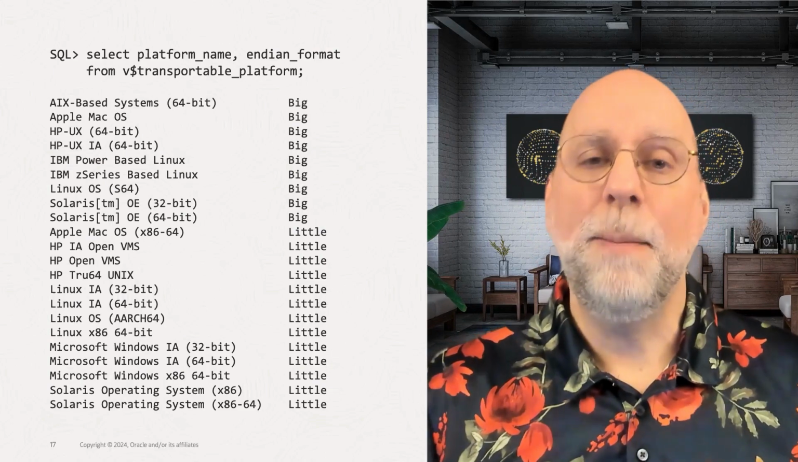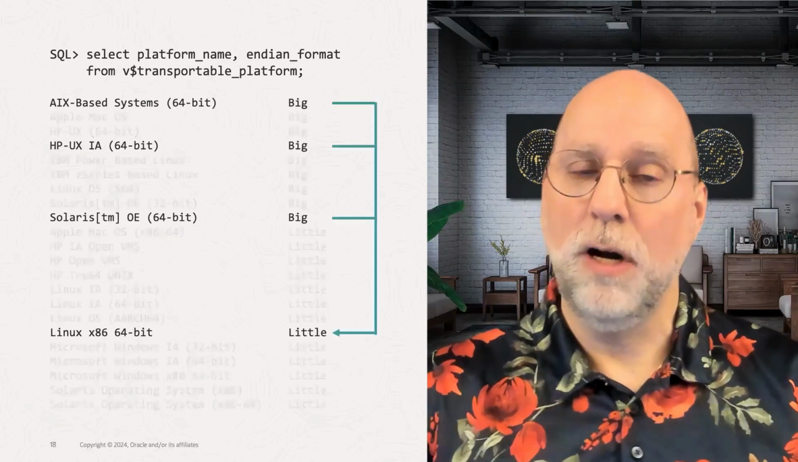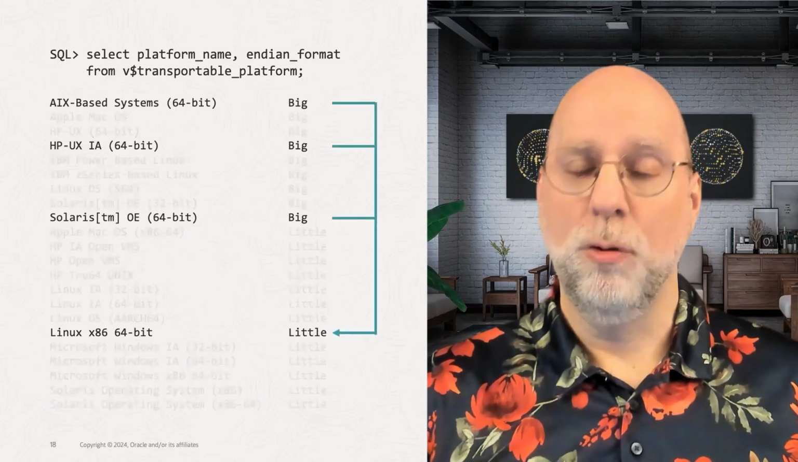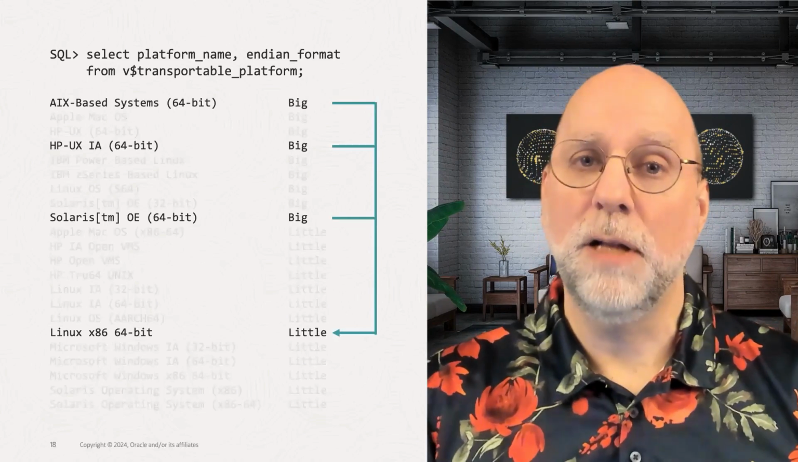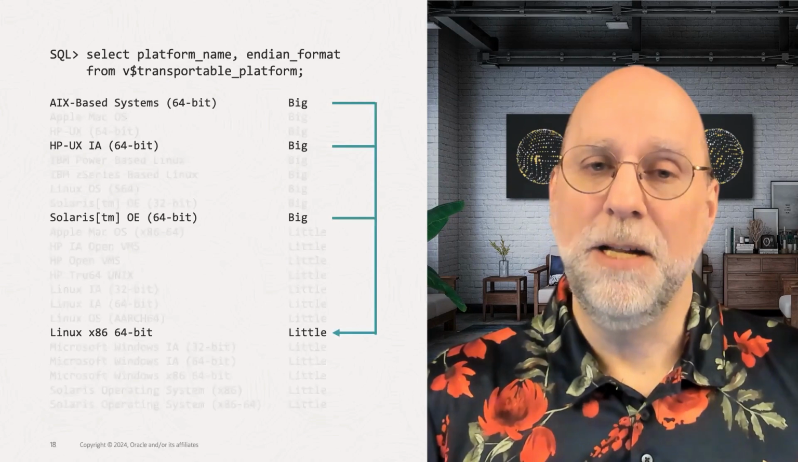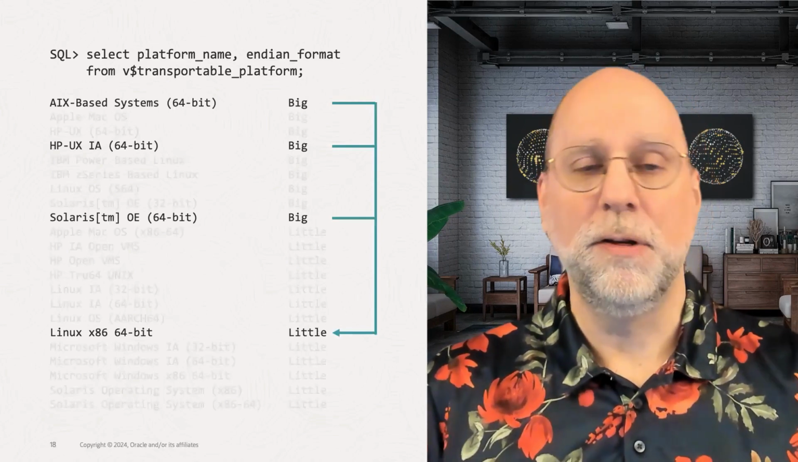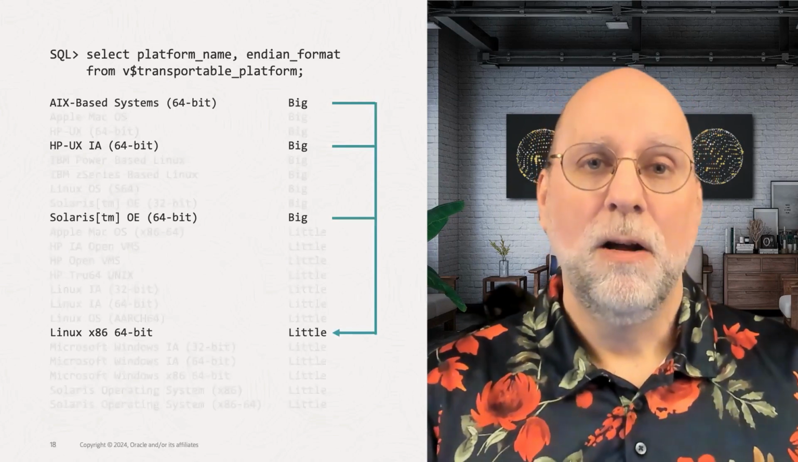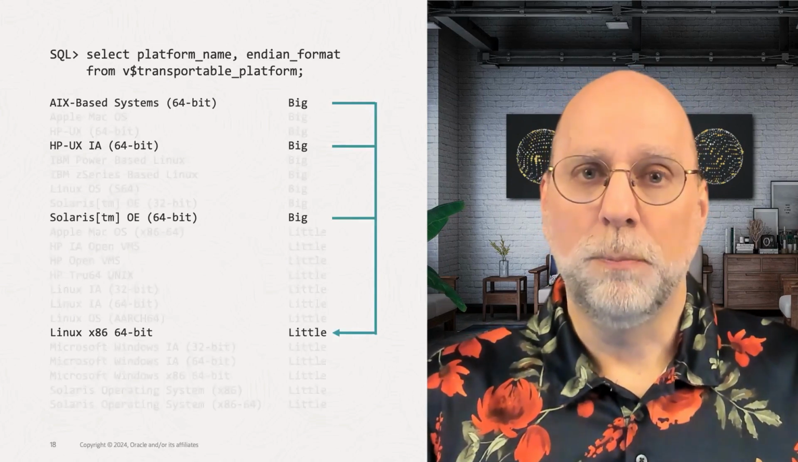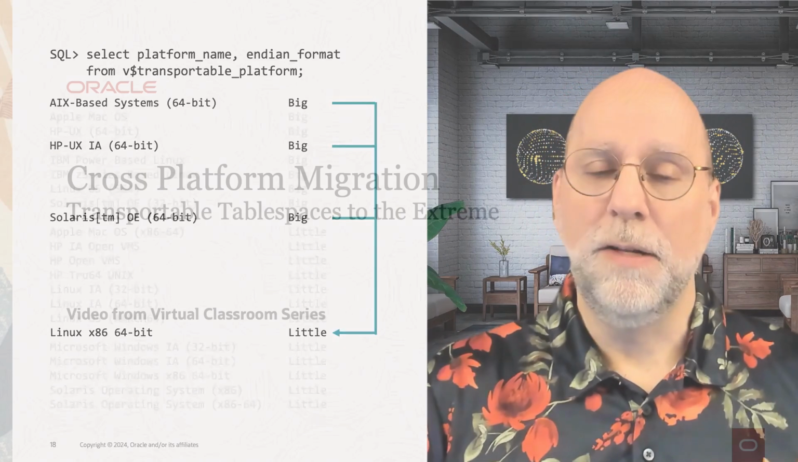The most common migrations we're seeing now for the cross-platform transportable tablespace method are from big-endian platforms like AIX, HP-UX, and Solaris, going towards Linux in particular, which is that little-endian platform, x86 Linux, whether it's AMD chips, Intel chips, or even ARM architecture. All of those are little-endian platforms. So that's why you might be interested in this technique.